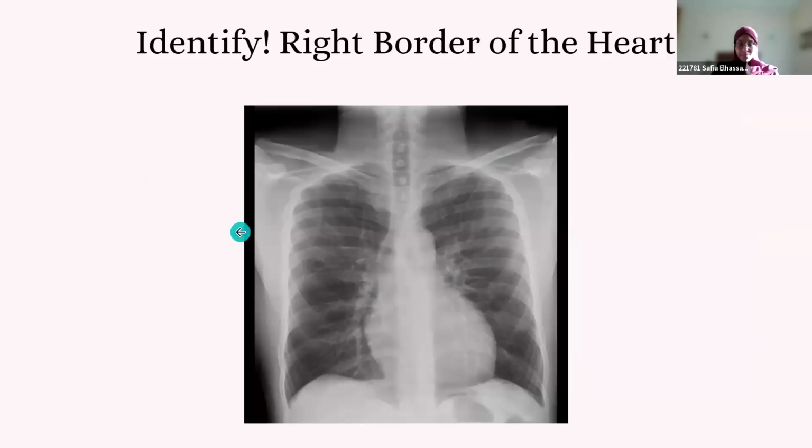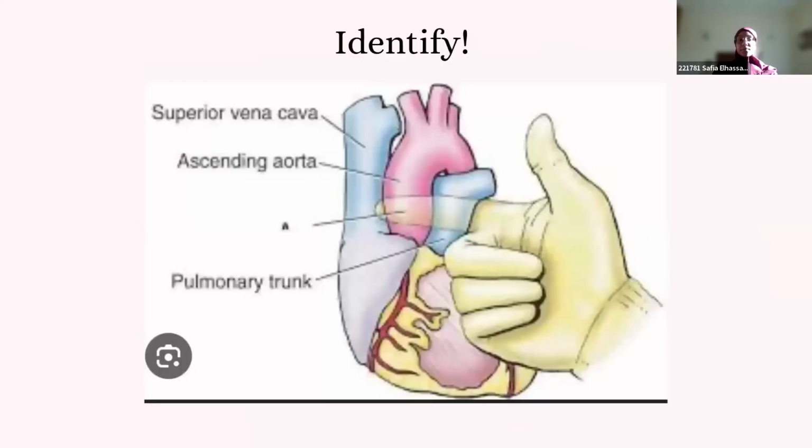Okay, so this right here is the right border of the heart. Can you identify which structures make up the right border of the heart? Okay, so the right border of the heart is mostly made up of the right atrium, as well as the inferior vena cava and the superior vena cava.